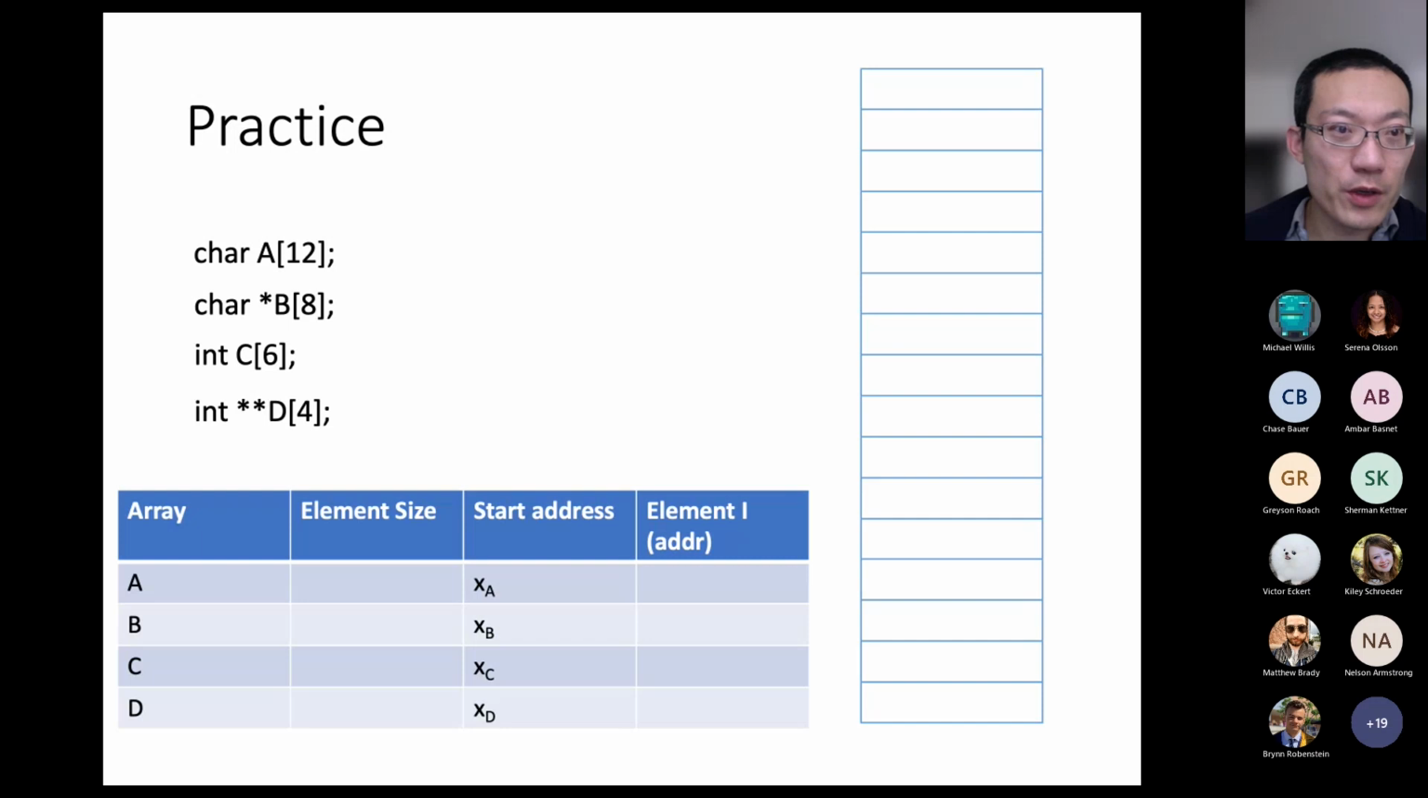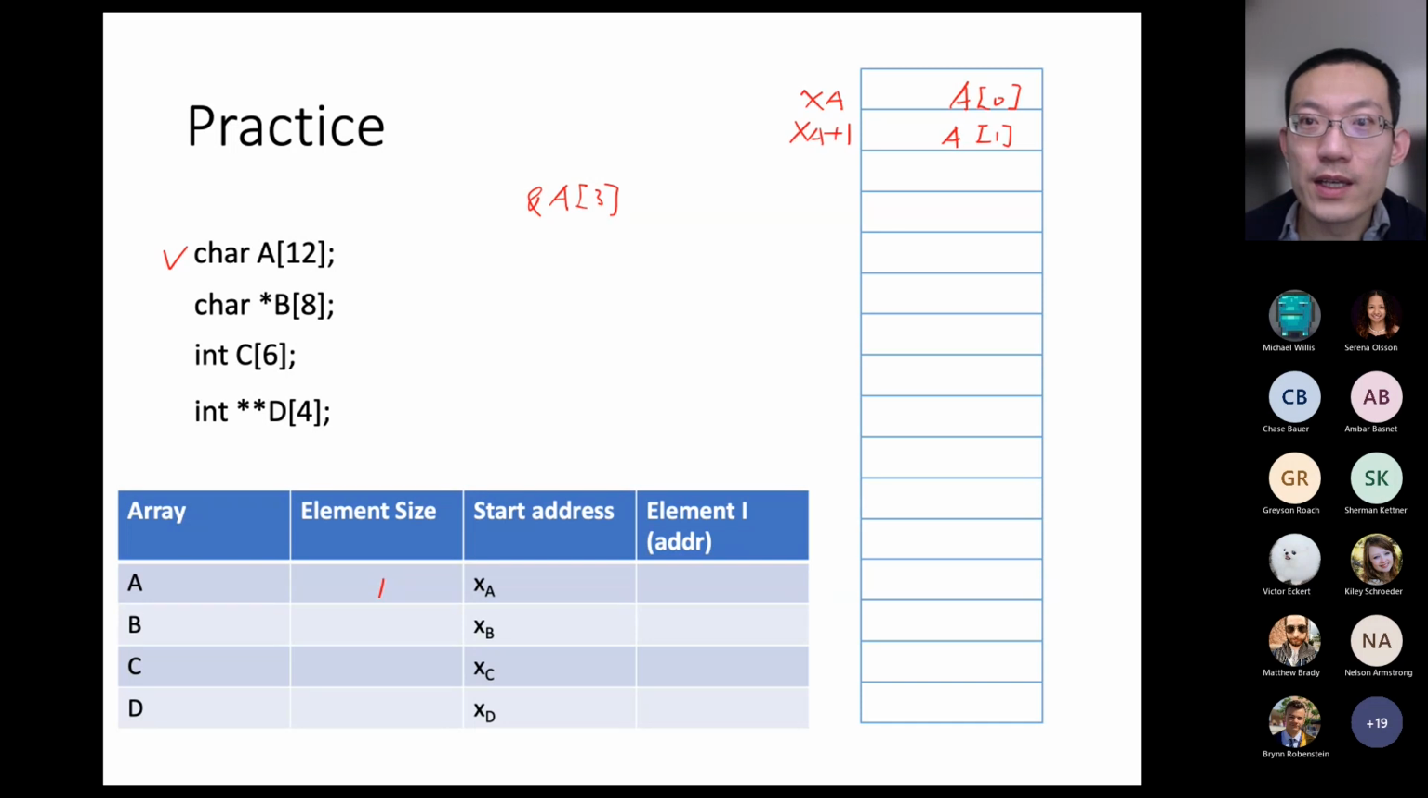Take an example. If we have the char array, we first figure out its starting address, which should be XA. And if we want to locate the element indexed by 3, we first figure out each element has size 1 byte. A0's address is XA. A1 is going to be XA plus 1. A2 will be XA plus 2. So if we want to look at A3, the address should be XA plus 3.